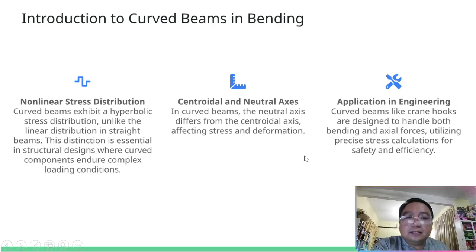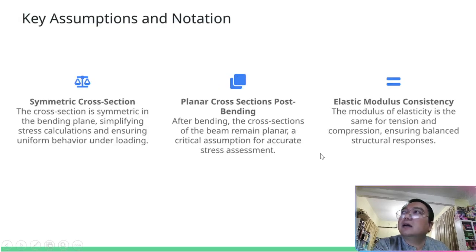Application in engineering: curve beams like crane hooks are designed to handle both bending and axial force, utilizing precise stress calculation for safety and efficiency. You can see the symmetric cross section, the key assumption and notation. In this topic and all other topics, we try to simplify things. Because we simplify things, we can easily do mathematical calculation. So there must be key assumptions and notation.